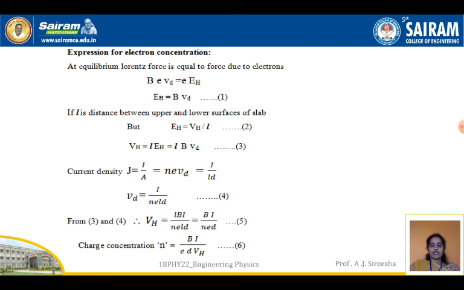Next, we are going to see the expressions. Expression for electron concentration: at equilibrium, the Lorentz force is equal to the force due to the electric field, that means B e Vd = e EH.